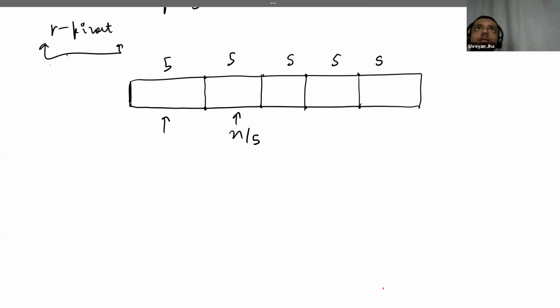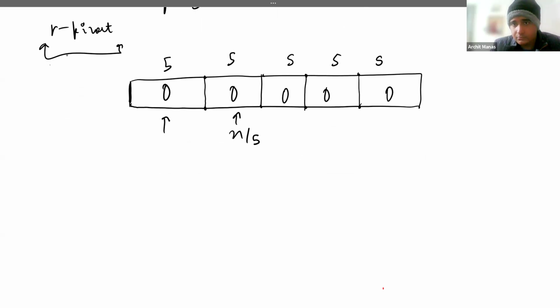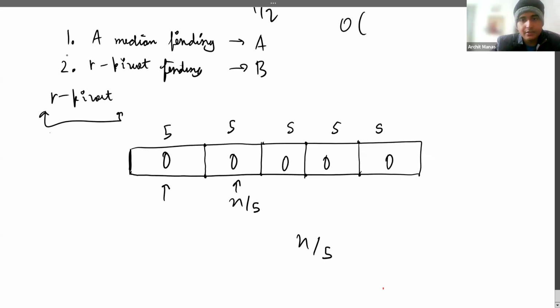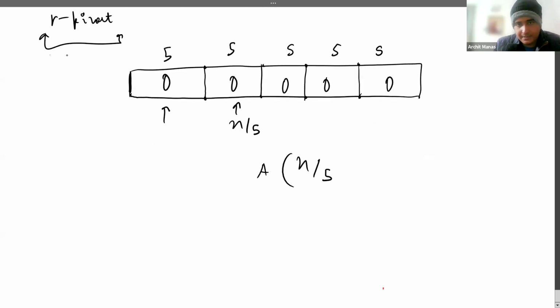It's actually very similar to the triangle idea you had mentioned earlier. So you find the median in each of these, and you look at the median of medians. So you have these up to n by 5 things, and you use the first algorithm. I'm going to call this algorithm A, and I'm going to call this B maybe. So I use A on n over 5 elements, and that will give me my median of these medians.